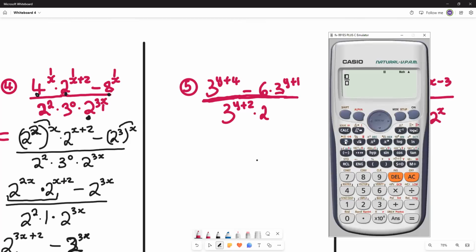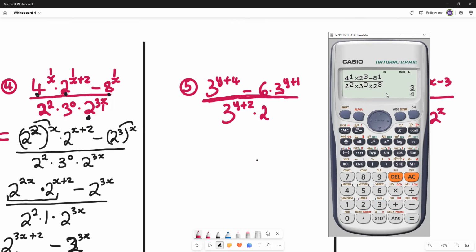So I'm going to just type everything on the calculator. It's going to be 4 to the power of 1 multiplied by 2 to the power of, you can see it's going to be 1 plus 2, which is 2 to the power of 3, minus 8 to the power of 1, all over 2 squared, multiplied by 3 to the power of 0, right? Then you can see it's going to be 3 times 1, which is 3, so it's 2 to the power 3. So multiplied by 2 to the power of 3. The answer must be 3 over 4. Then you know that you did it properly.